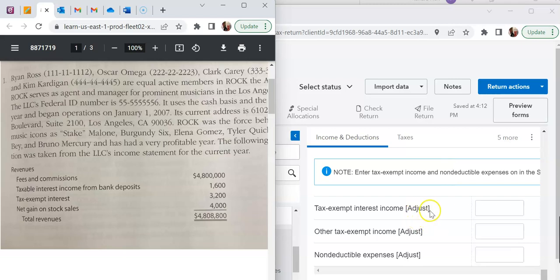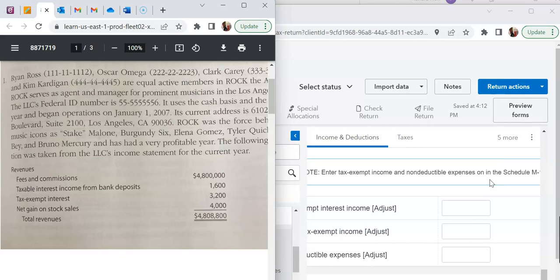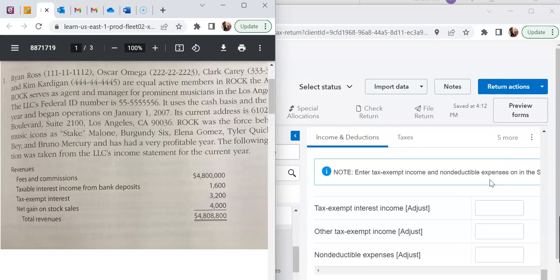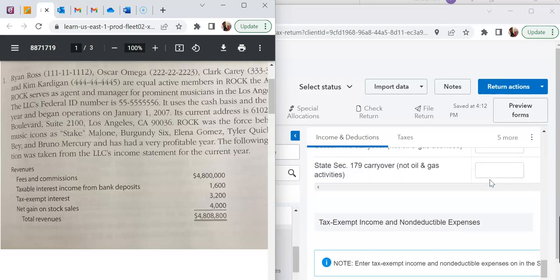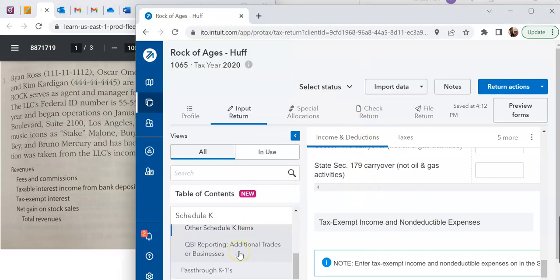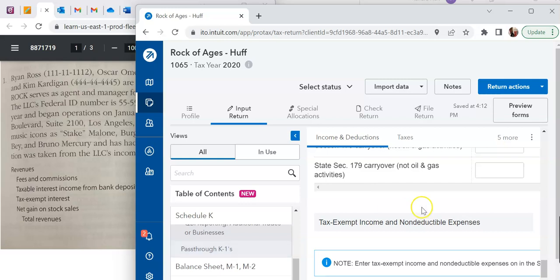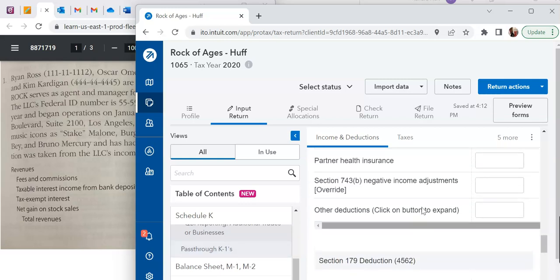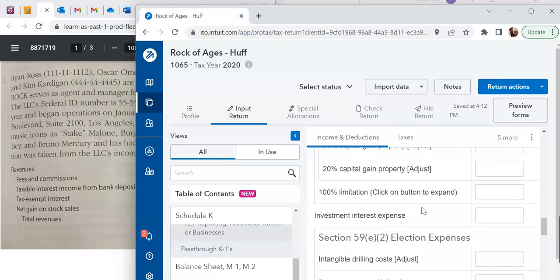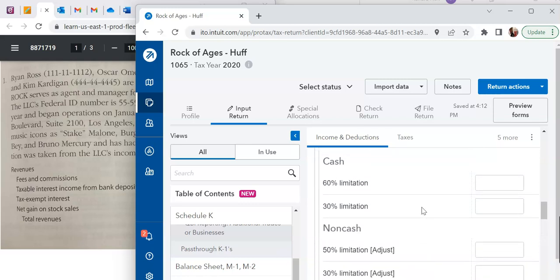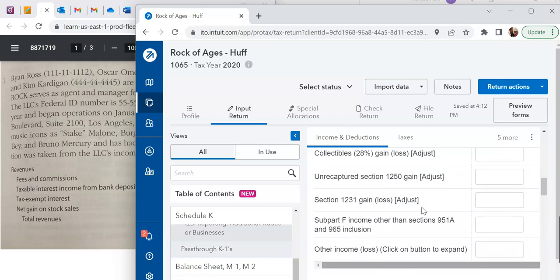I don't know why that says adjust. Enter tax exempt. Okay, so I don't put it here at all, maybe. We'll see. I'll leave it off right now. All right, and then stock sales are also going to go on here somewhere. Was that up here on a Schedule D? Charitable contributions.